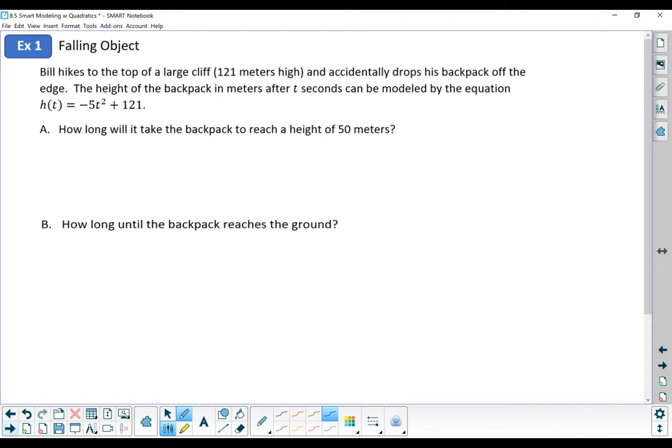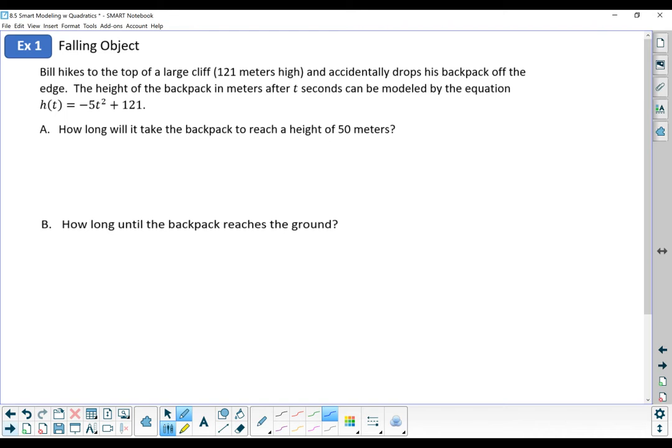So example 1: Bill hikes to the top of a large cliff that's 121 meters high, and he accidentally drops his backpack off the edge. The height of the backpack in meters after t seconds can be modeled by the equation h of t equals negative 5t squared plus 121. How long will it take the backpack to reach a height of 50 meters?